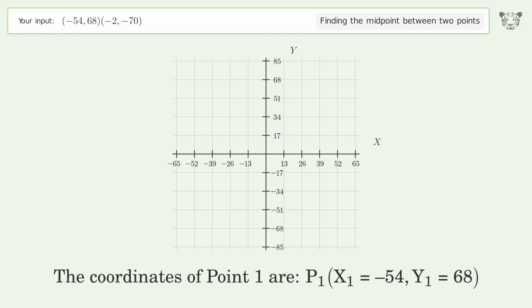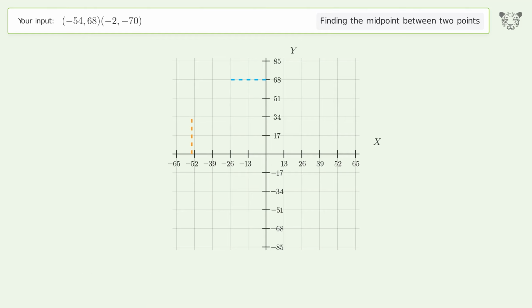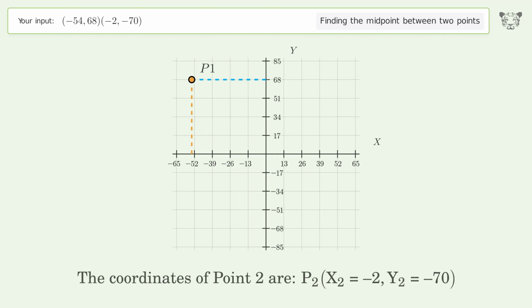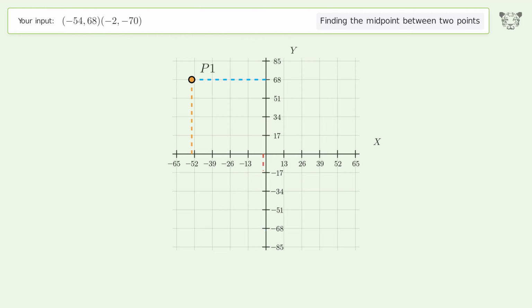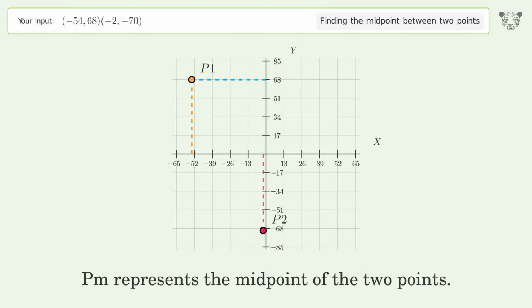The coordinates of point 1 are, x1 equals -54, y1 equals 68. The coordinates of point 2 are, x2 equals -2, y2 equals -70. PM represents the midpoint of the 2 points.